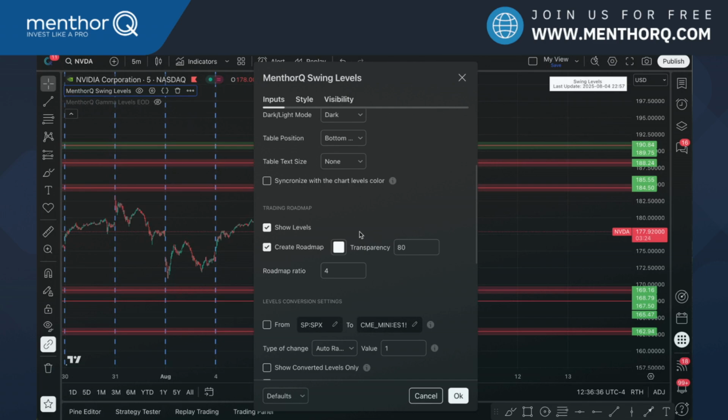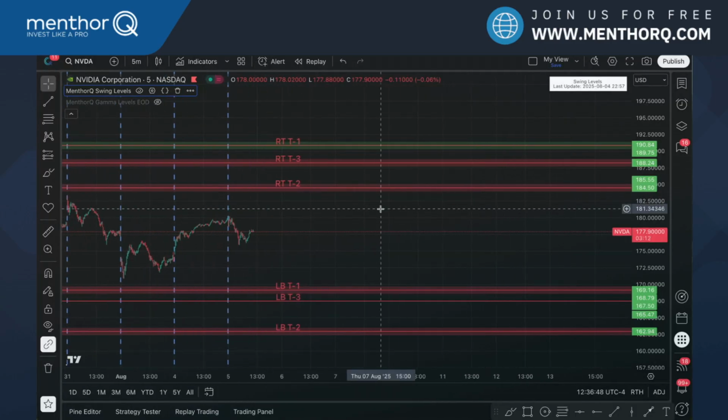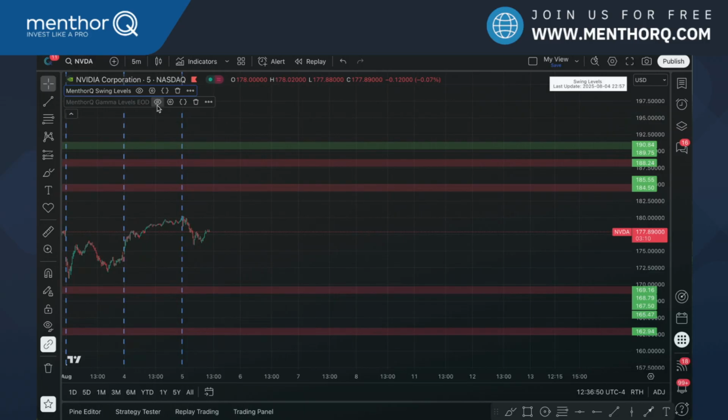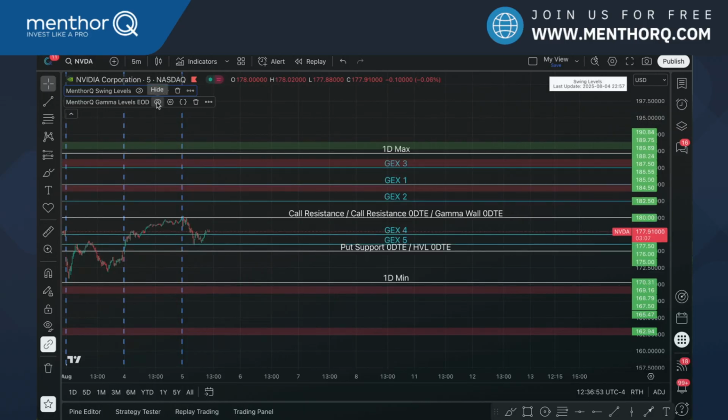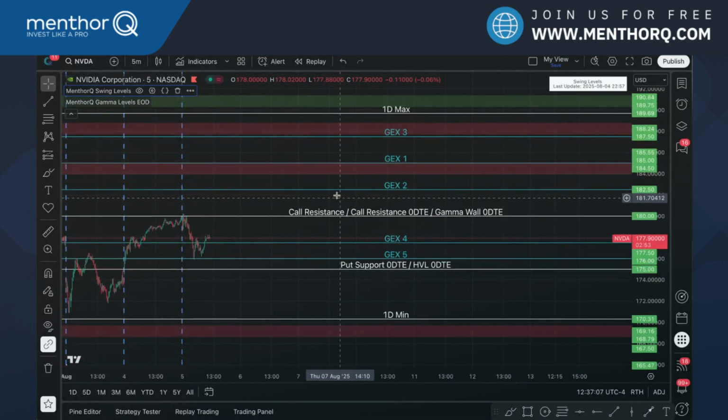So the trading roadmap is also available on our swing levels indicator. So very, very easy. You can change the ratio. You can hide the levels if you wanted to. So now we have our roadmap coming from our swing levels together with our gamma levels. So you immediately know that here we have not only our 1 day minimum, but we also have a very important level coming from our 5 days model, and you can always plot it there. So understanding how these can become your levels for your roadmap is very, very important.